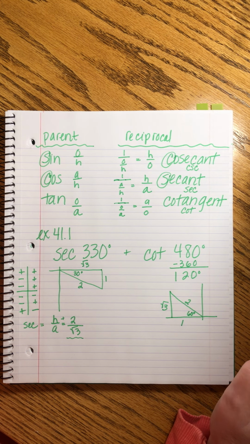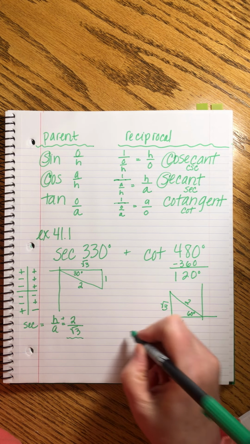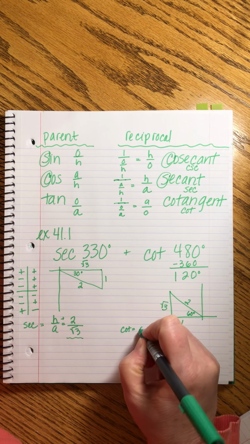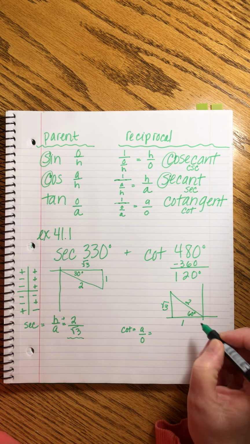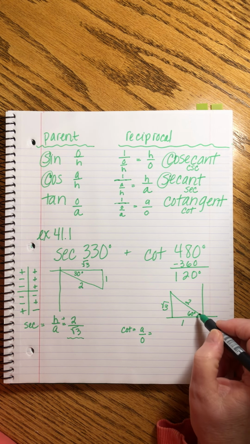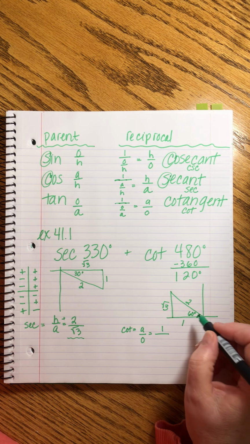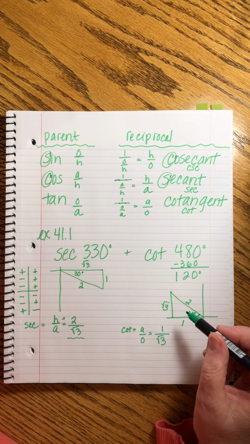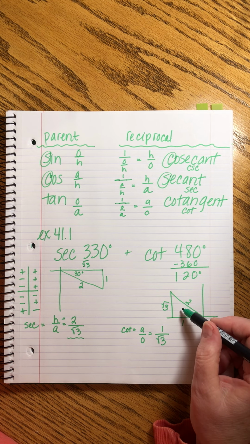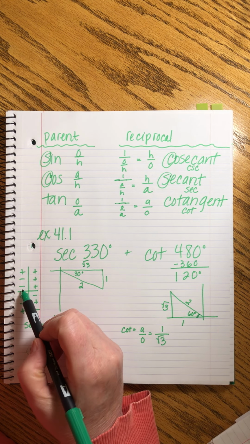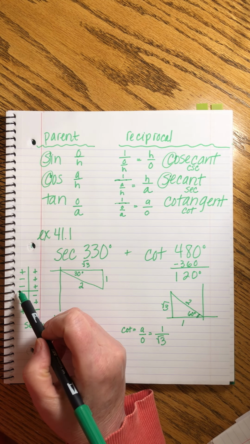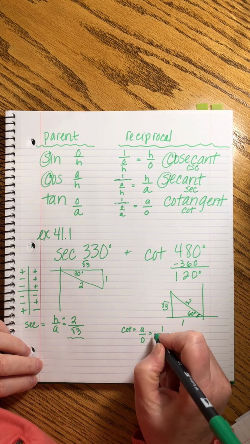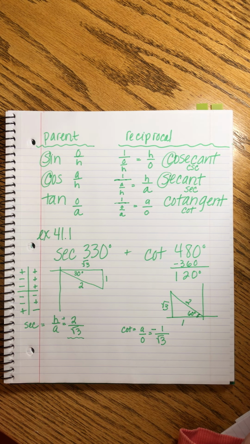Cotangent is the opposite of tangent. Tangent is O over A, so it's AO. Cotangent equals A over O, which equals, see, we're right here, adjacent is 1 over opposite, square root of 3. Cotangent is going to be the same sign as tangent in the second quadrant. And in the second quadrant, tangent is negative. So this is minus. I'm going to put it up high.